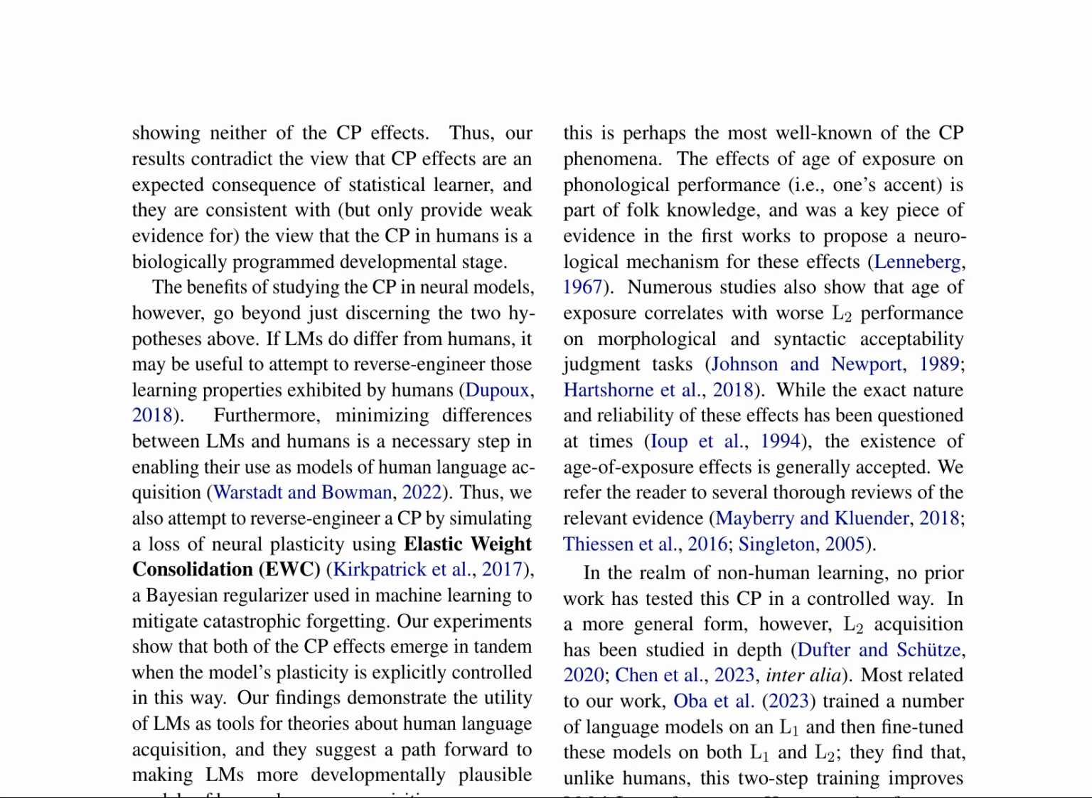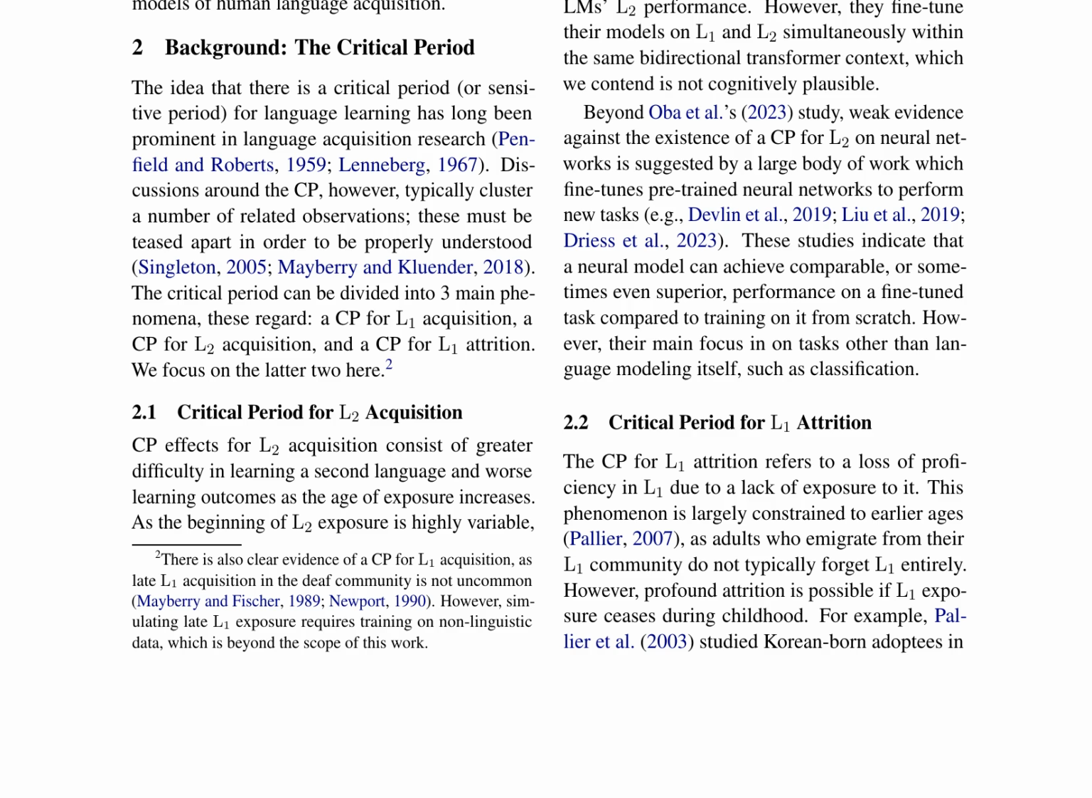They review evidence on CP for L1 attrition, highlighting the loss of proficiency in L1 due to lack of exposure, particularly during childhood. Previous work has not tested the CP in a controlled way in non-human learning, but studies have explored L2 acquisition in neural networks.